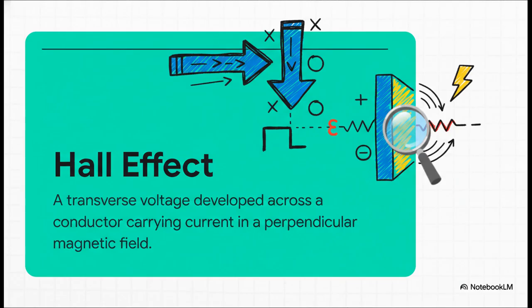Let's boil it down. It's what happens when you get a voltage sideways across a conductor. The catch? You need 2 things happening at the same time, a current flowing through it and a magnetic field cutting across it at a right angle. Current one way, magnetic field another way, boom, you get this transverse voltage.